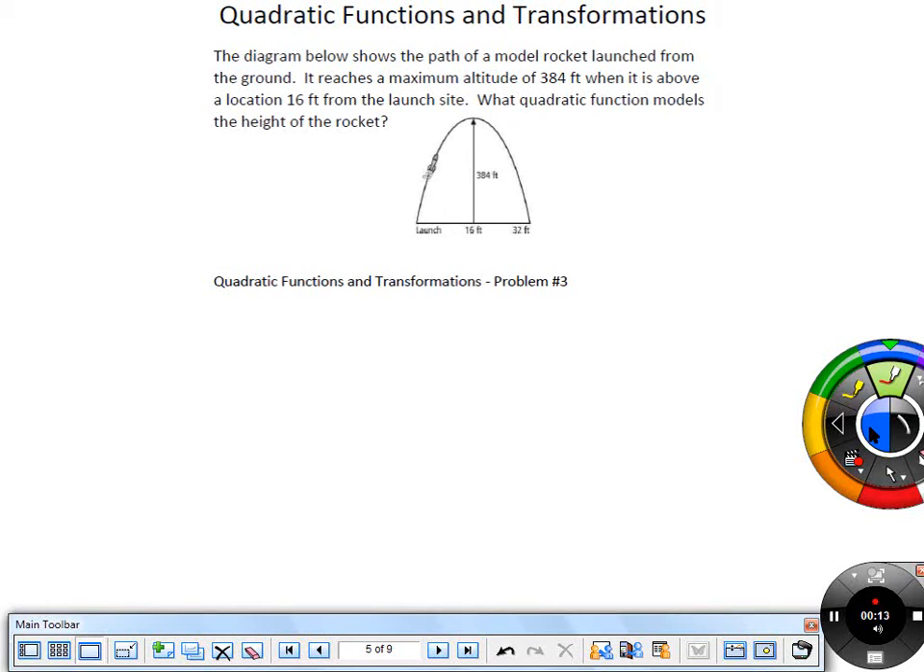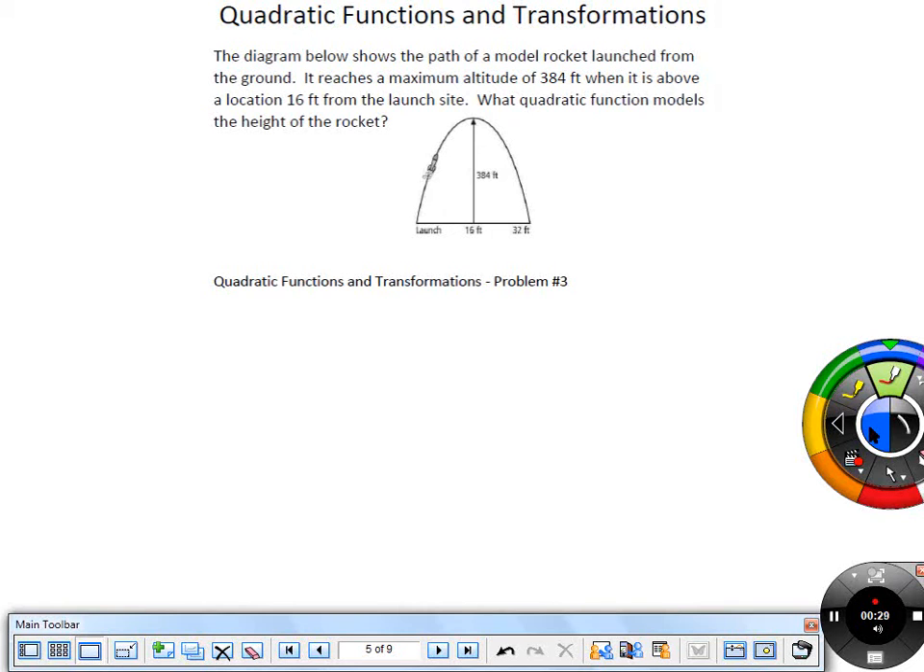If you saw those words and you knew the max was 16 feet from the launch site, you should, because of the symmetry of a parabola, be able to establish that it would hit 0 again at the 32 feet mark. Okay? And it asks what quadratic function models the height of the rocket.